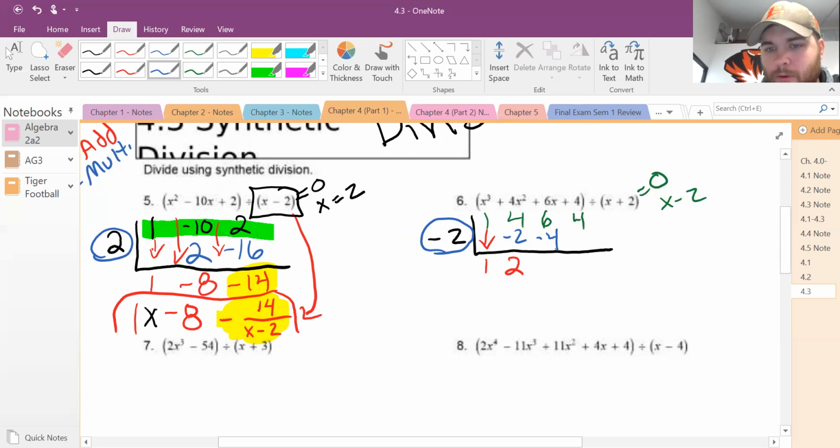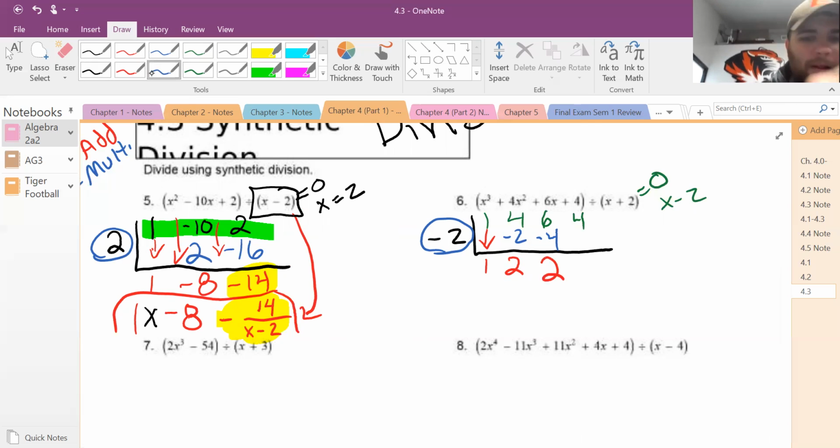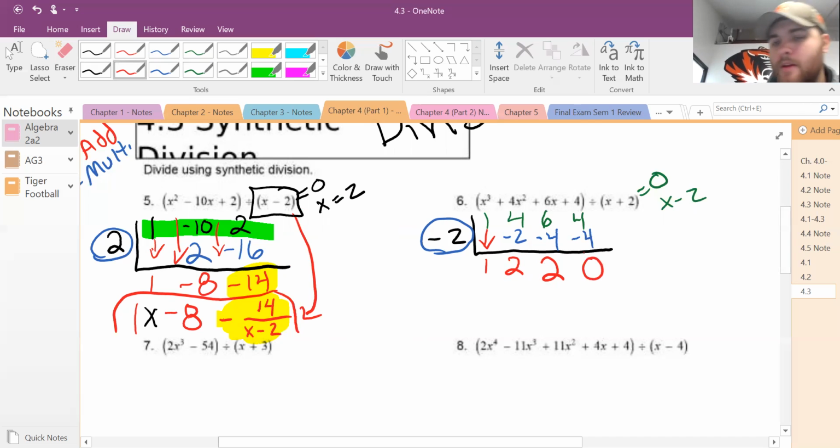I get -4. Okay, I'm going to get what? 6 minus 4 is 2. Okay, and then multiply again, -2 times 2. The number I just got is going to be -4. Add straight down, I'm going to get 0. Okay, so now I got 0 as a remainder. Okay, we'll talk about what that means in a second.